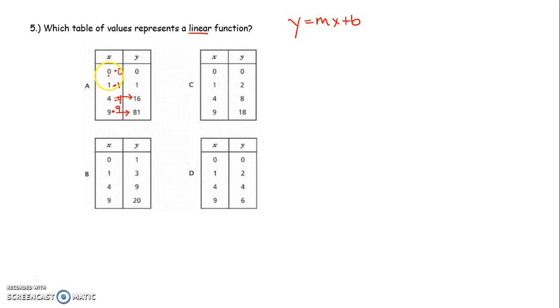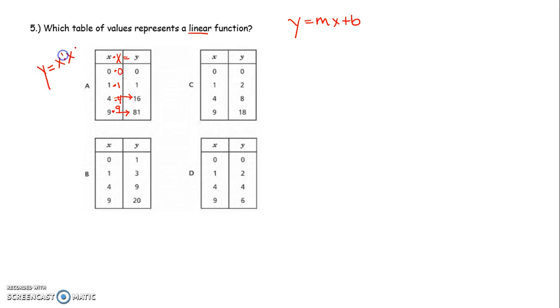So if your x value is 0, you multiply it by itself. If your x value is 1, you multiply it by itself, 1. If your x value is 4, you multiply it by itself, 4. If your x value is 9, you multiply it by itself to get to your y value. So in this example, you take each x value, multiply it by itself, and that gives you y. So that first table is y equals x times x.